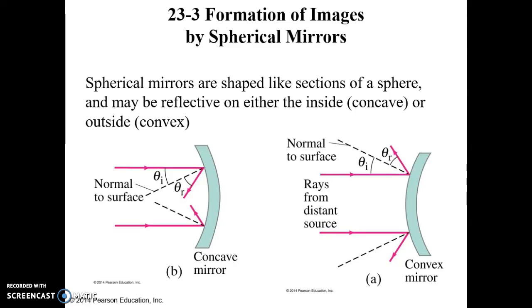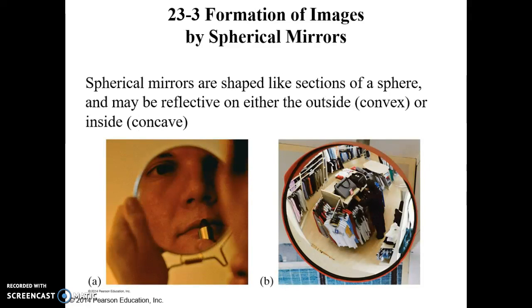Spherical mirrors are shaped like sections of a sphere and may be reflective on either the inside, which is called concave, or the outside, which is called convex. Concave mirrors are used for shaving or cosmetic mirrors, and convex mirrors are sometimes used on cars or trucks as a rear view mirror and in shops for spotting thefts, because they take in a wide field of view.